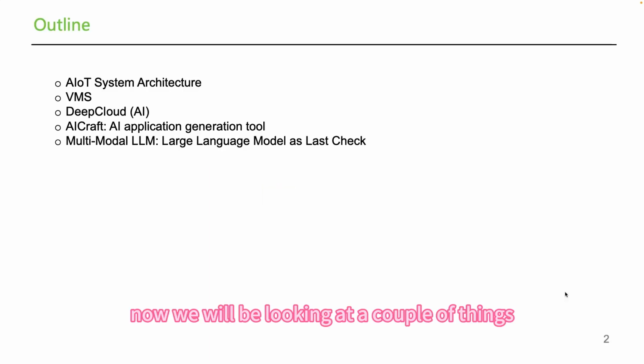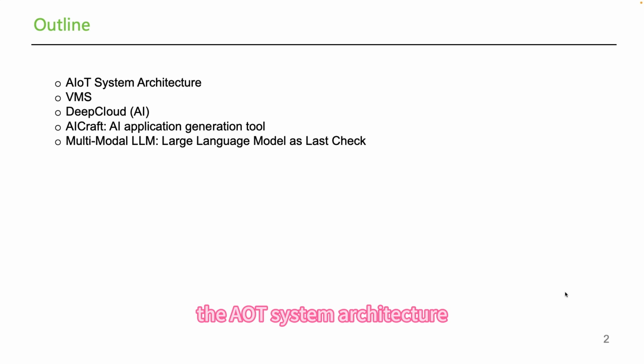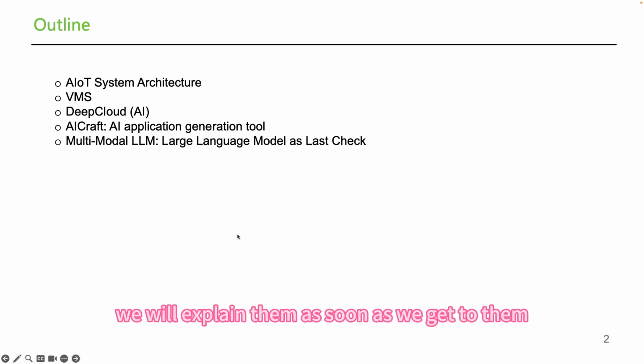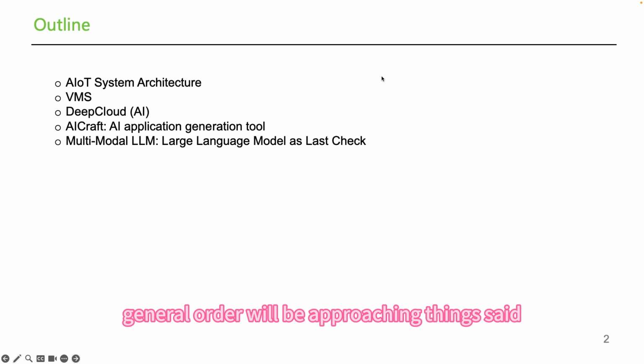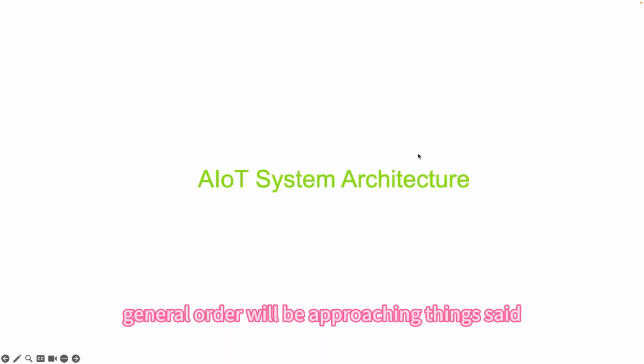Now, we will be looking at a couple of things: the AIoT system architecture, the VMS, the Deep Cloud AI, AI Craft, and the Multi-Modal LLM. Of course, you might not understand what some of these terms mean, but don't worry. We will explain them as soon as we get to them. For now, you just need to know that this is the general order we'll be approaching things in.